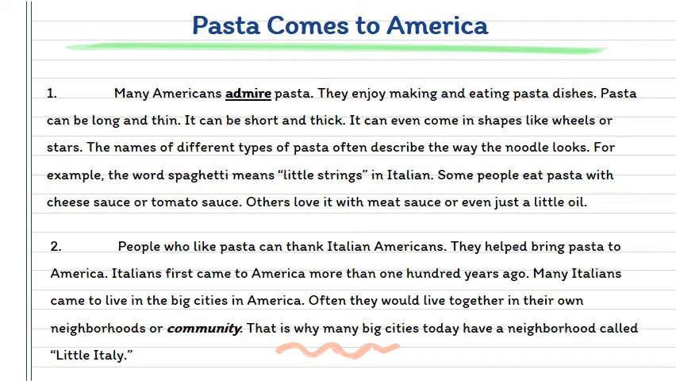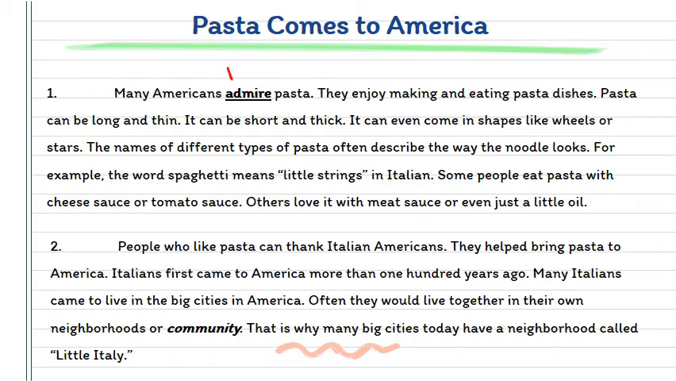Now I'm going to read with you this lesson. This lesson is also found in the worksheet. Pasta comes to America. Pasta is a favorite dish for many kids and adults as well. Pasta comes to America. Many Americans admire pasta.